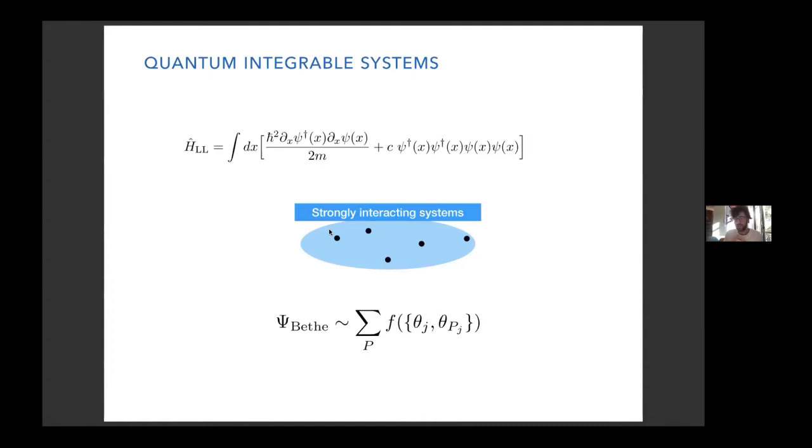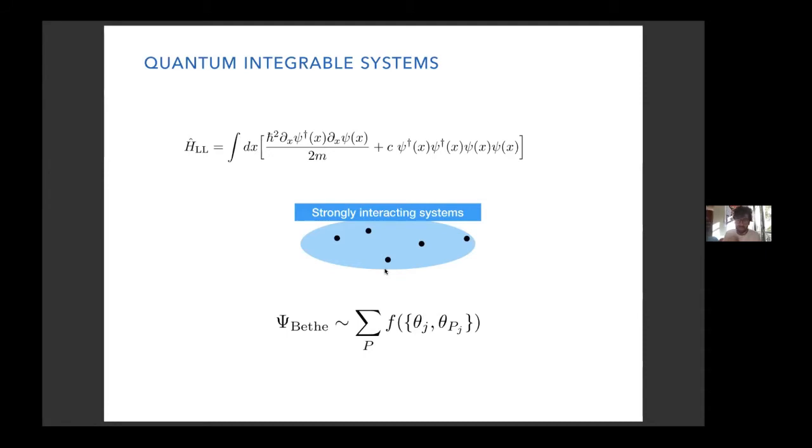Bethe wave functions are a class of wave functions which can always be written in terms of a set of complex parameters, which can be thought of as effective momenta of the system, indicated with theta. Usually the Bethe wave function takes care of all possible permutations of these momenta between the elementary constituents of our system. For example, if you have bosons, each boson has an effective momentum, and the Bethe wave function permutes all these momenta between the bosons.